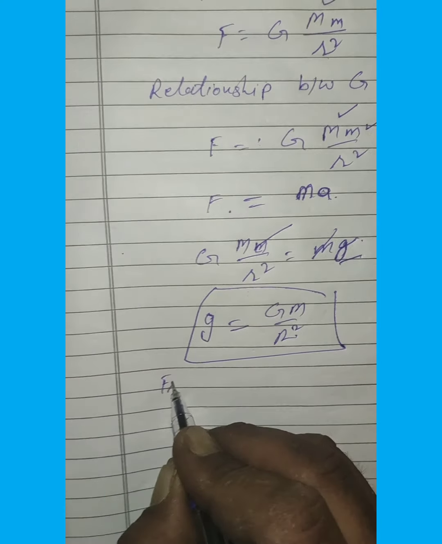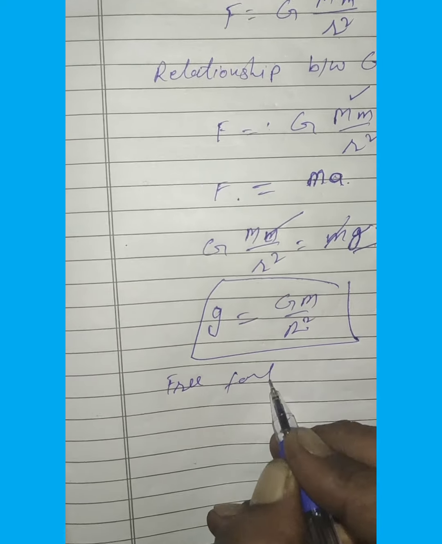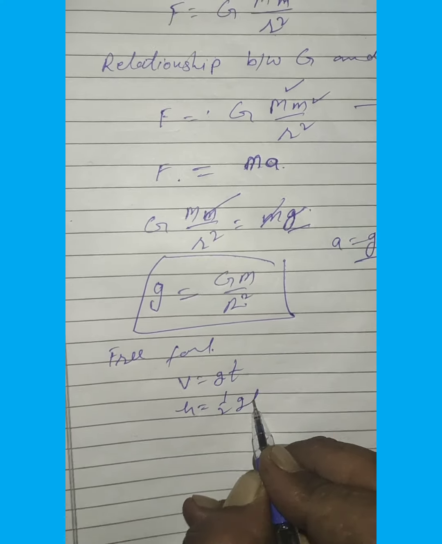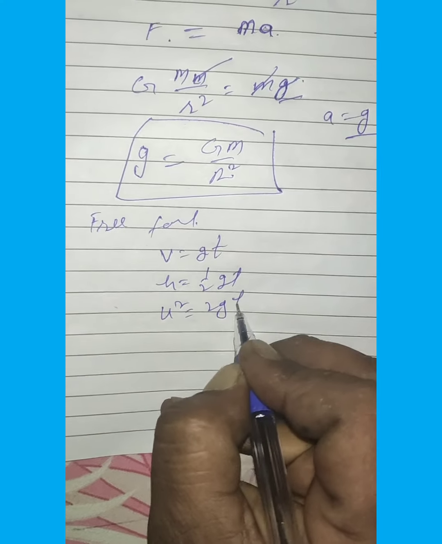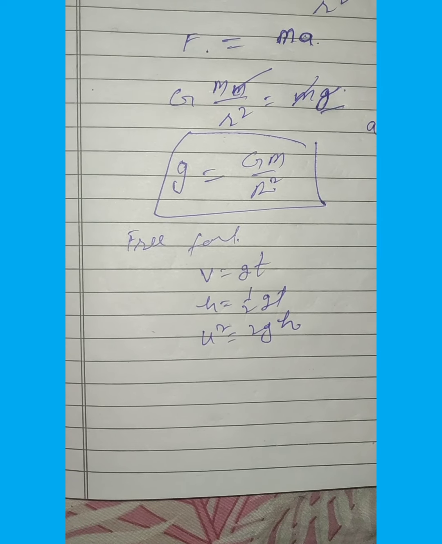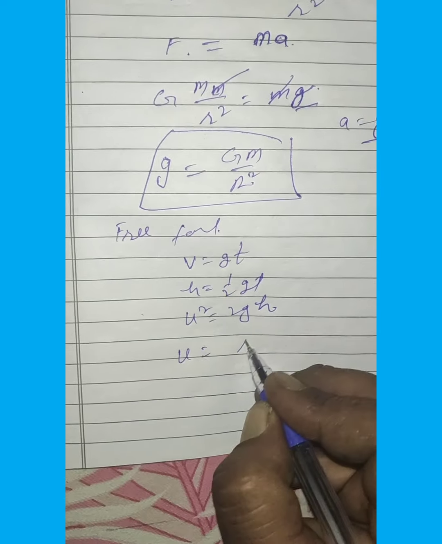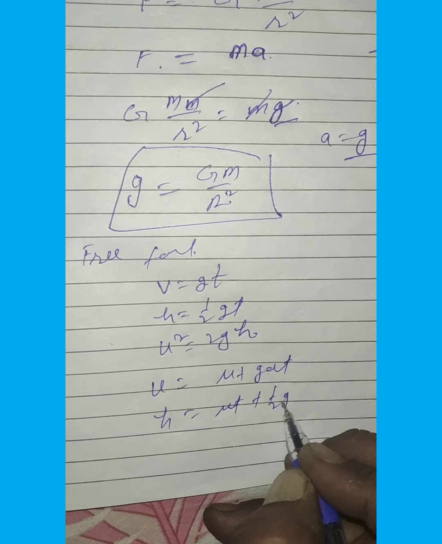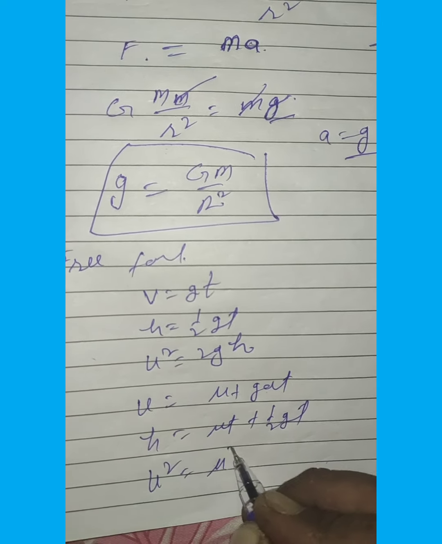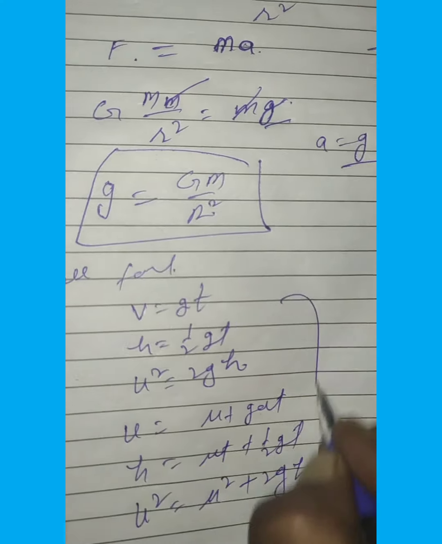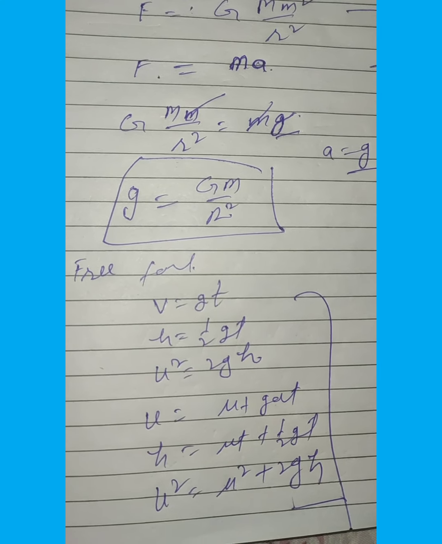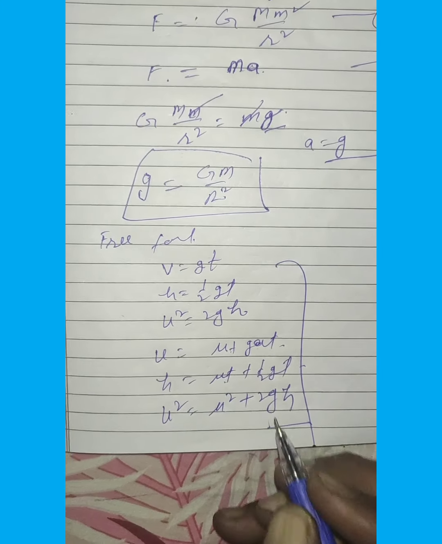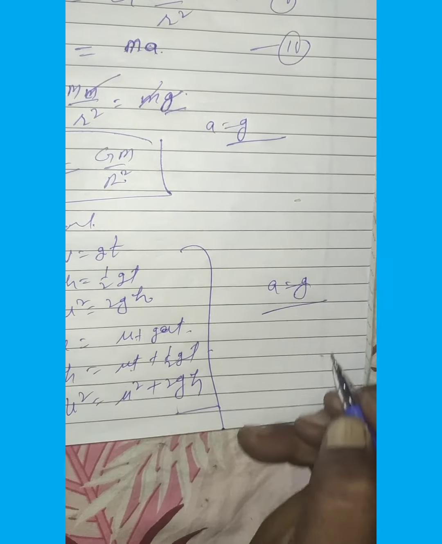For free fall, the equations of motion are v is equal to gt, h is equal to half gt square, v square is equal to 2gh. But if there is an initial velocity, then v is equal to u plus gt, h is equal to ut plus half gt square, v square is equal to u square plus 2gh. This is the equation for free fall. Earlier we learned v is equal to u plus at, s is equal to ut plus half at square. So in place of a, we will use g.